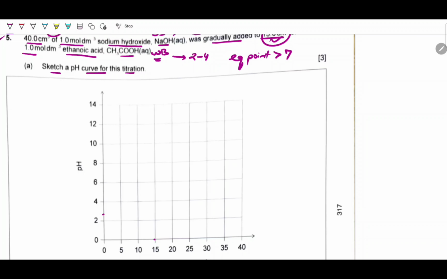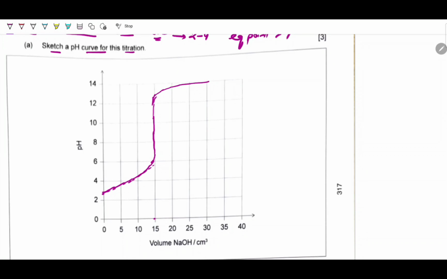I am starting from about this point, going up, and from around 15, there will be a shoot up in the pH. Since the base is strong, it will go around 11, 12, and then end around 13, 14. It should end around 13. This should be my curve if I plot this diagram.